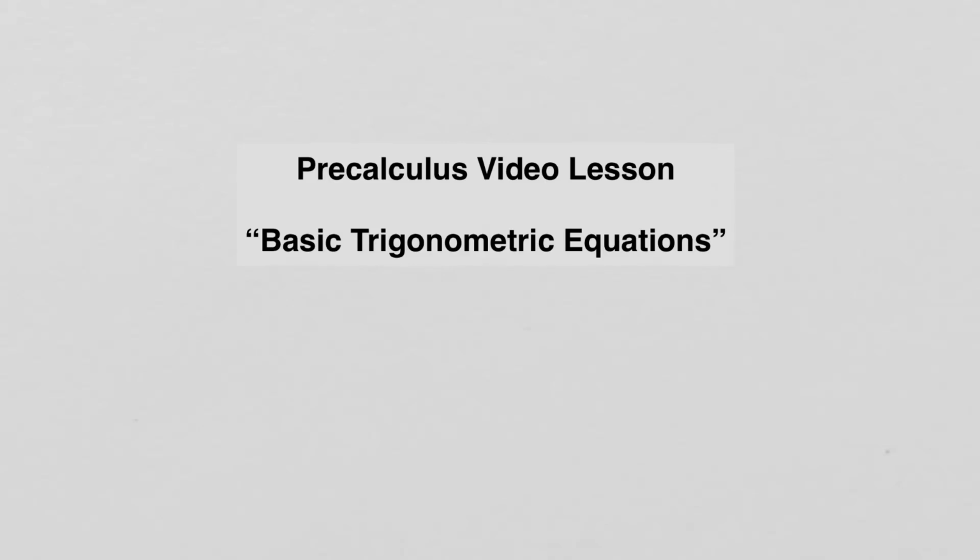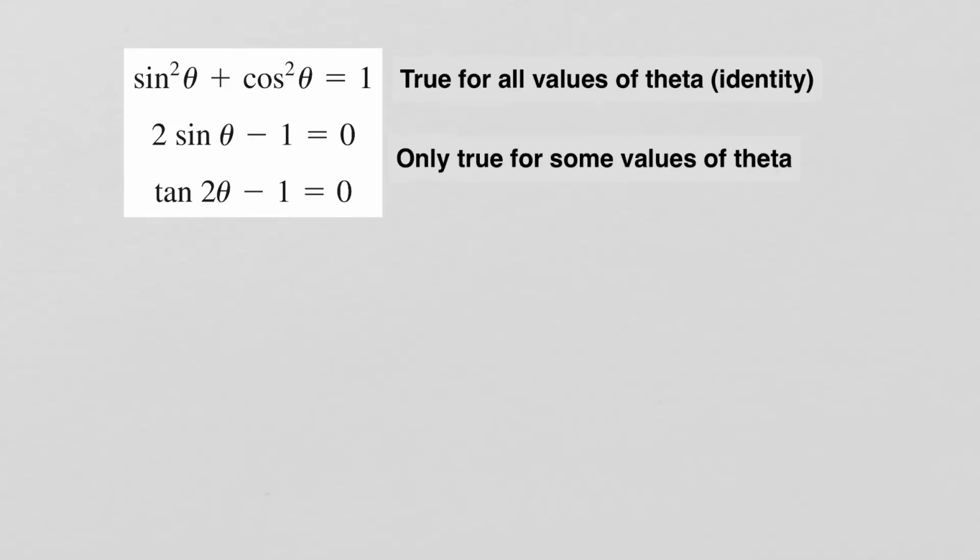Basic trigonometric equations. In this video, we will attempt to solve trigonometric equations. There are a couple of different types of equations. If you look at the three equations here, the first equation is actually true for all values of theta. And this is what we call an identity, right? Because it doesn't matter what value of theta we plug in here, this is always true. The other two are truly equations that need a solution.